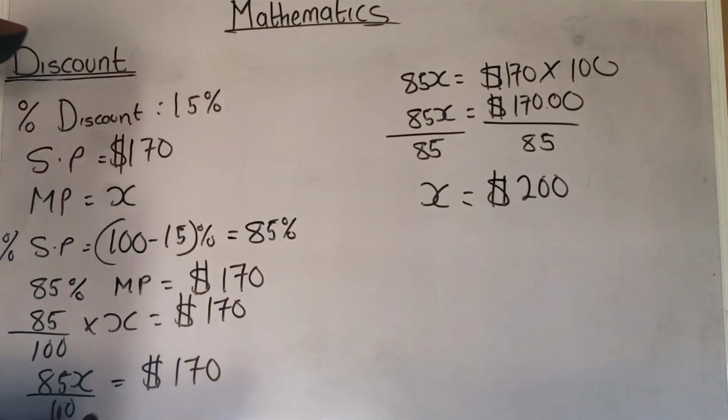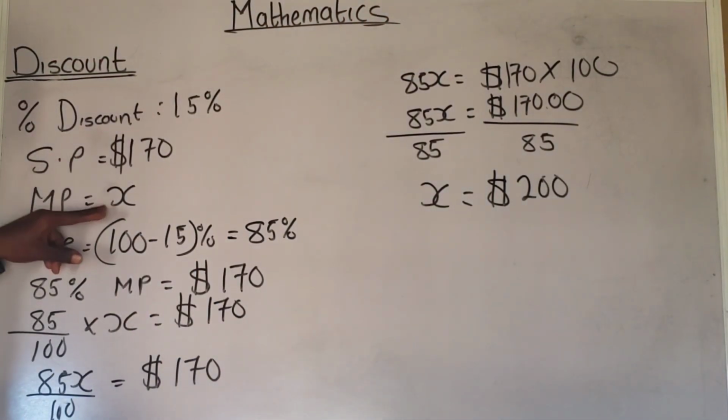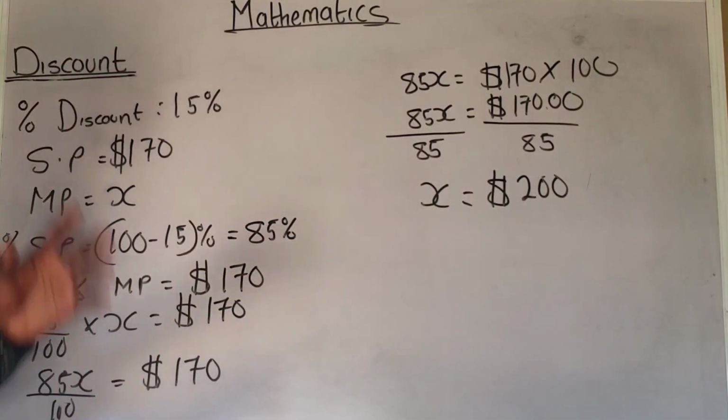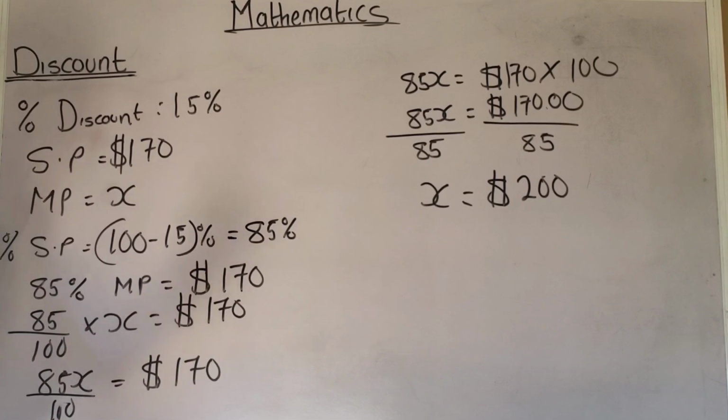That is the marked price of the product. You understand? Please pay attention. The marked price of the product is what? X. And X is equal to what? $200. So the marked price of the product is $200. That is the listing price of the product.